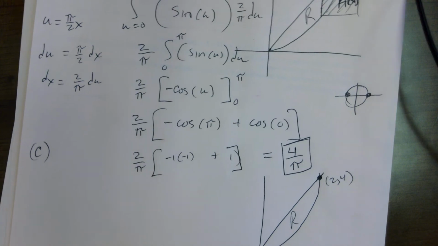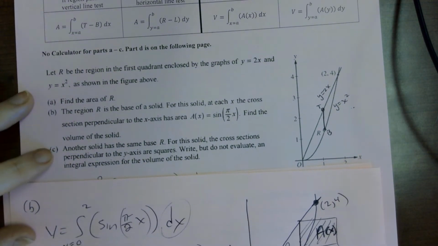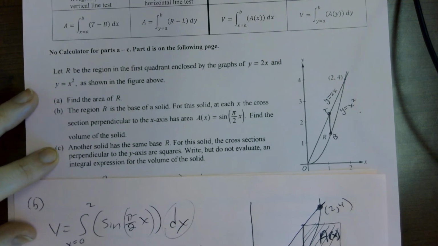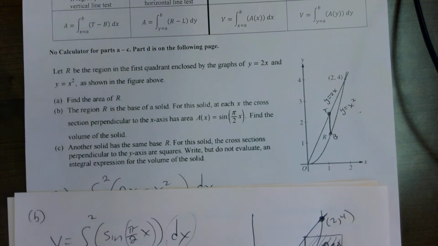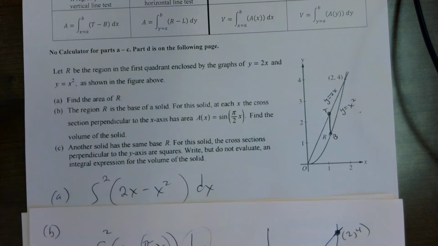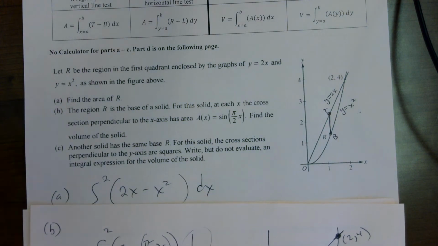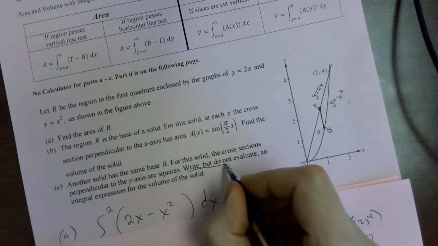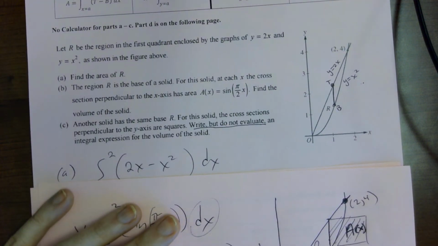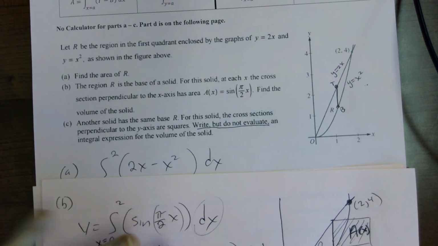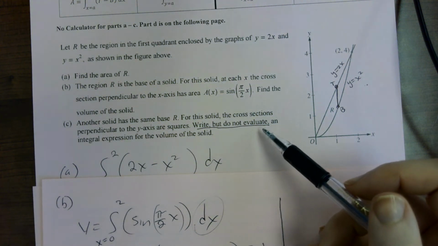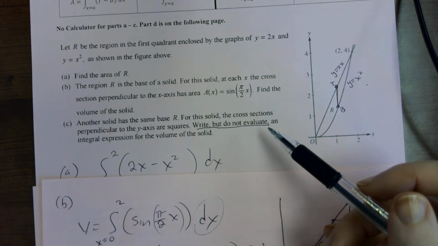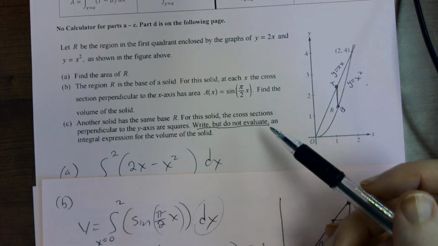Okay, now for C. Sometimes they'll say this, guys: another solid has the same base R. For this solid, the cross sections perpendicular to the y-axis are squares. Write, but do not evaluate, an integral expression for the volume of the solid. You just have to set up the formula. If they say write but do not evaluate, pay attention to that because you could spend a lot of time trying to evaluate when you don't have to.